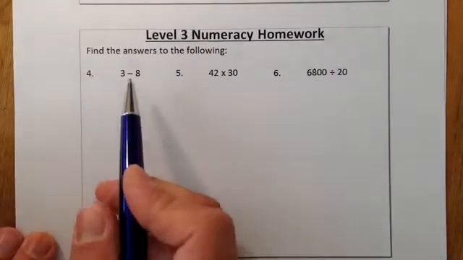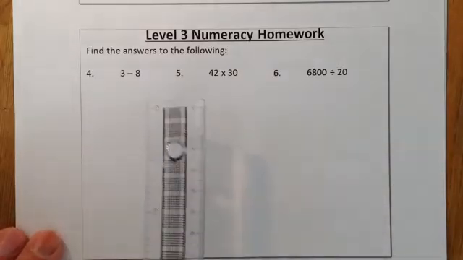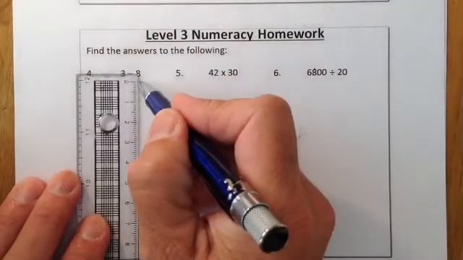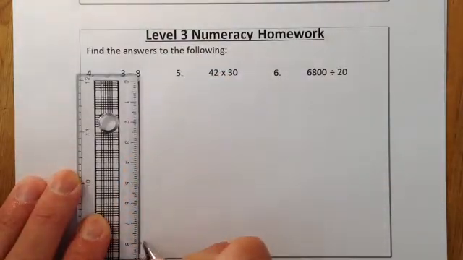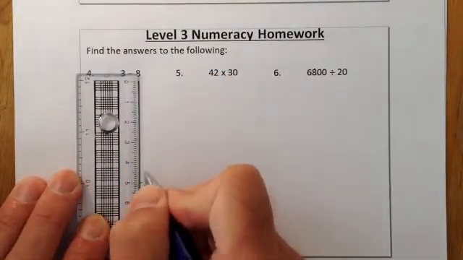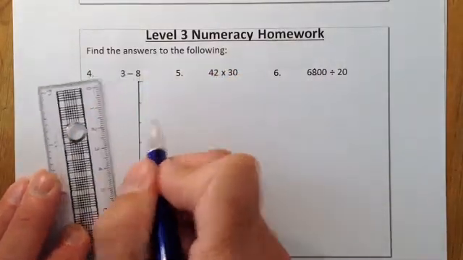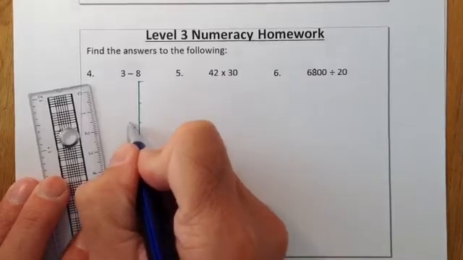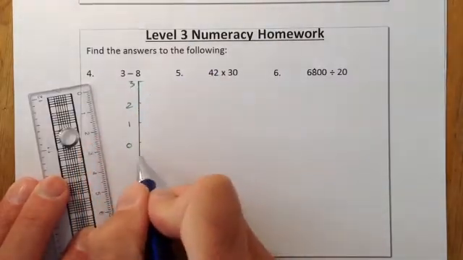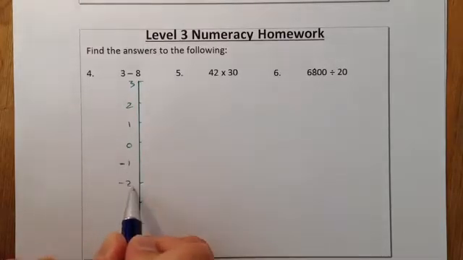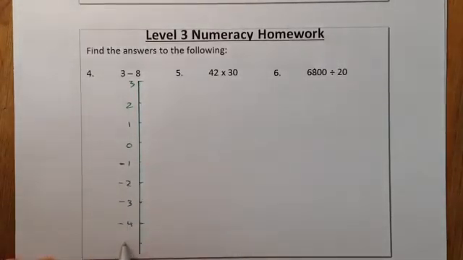Question 4, we've got 3 and we're going to subtract 8. Okay, let me just draw a quick number line here. So I'll just draw this down from there to there. Okay, just put some marks in here, very quickly, and I'll number this up. So I'm going to go for 0 here, 1, 2, 3, down the way. Remember, below 0, the numbers are negative 1, negative 2, negative 3, negative 4, negative 5, and so on.